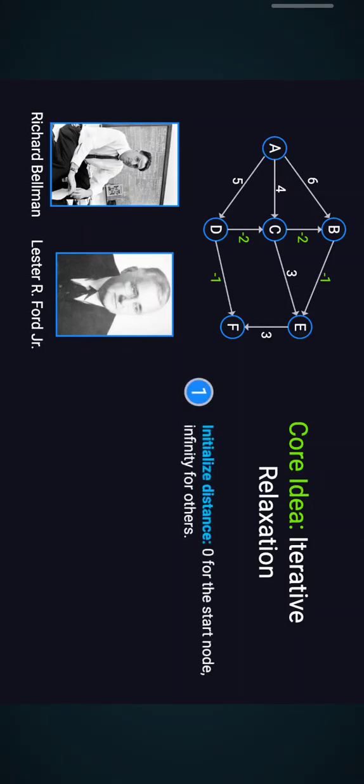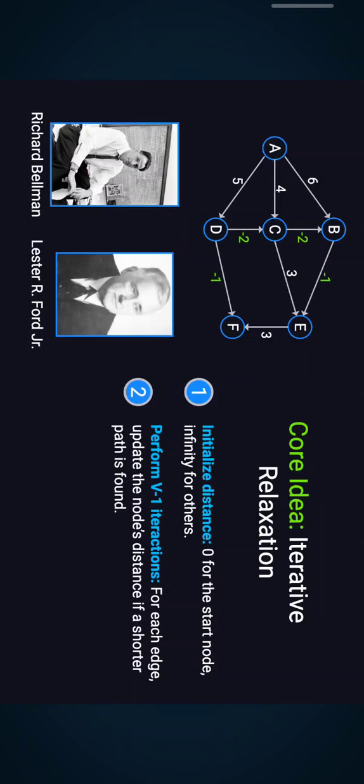Here's how it works. First, we initialize the distances. The starting node is set to 0, while all others are set to infinity. Then, we perform v-1 iterations, where v is the number of nodes, relaxing every edge in each iteration. If a shorter path to a node is found, its distance is updated. This process is known as relaxation. After v-1 iterations, all shortest distances are finalized, unless a negative weight cycle exists.